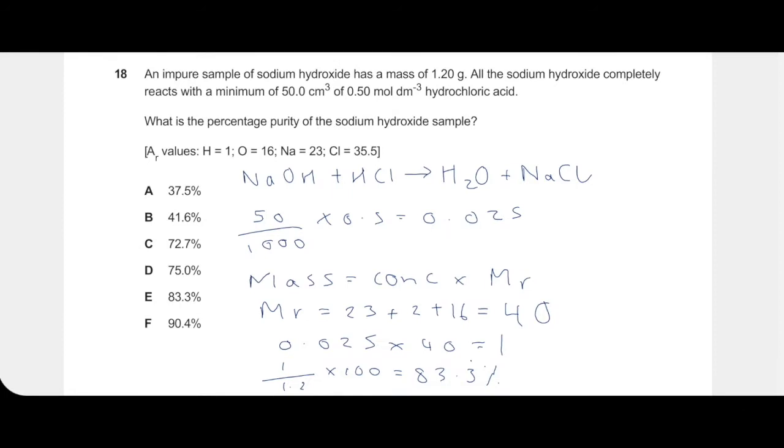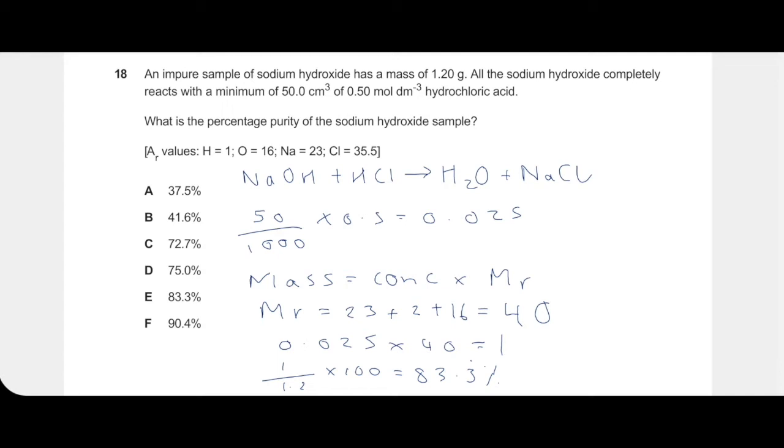Question number 18. An impure sample of sodium hydroxide has a mass of 1.2 grams. All the sodium hydroxide completely reacts with a minimum of 50 centimeters cubed of 0.5 molar hydrochloric acid. Which is the percentage purity of the sodium hydroxide sample? And they've given you the molecular mass of hydrogen, oxygen, sodium, and chlorine. I've pre-written my working out, and I'll now explain step by step what I did.